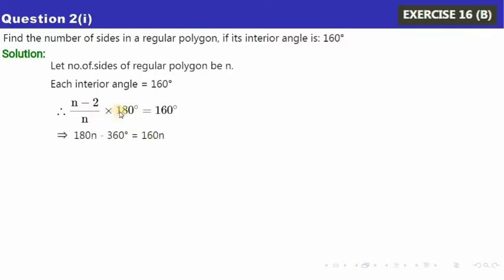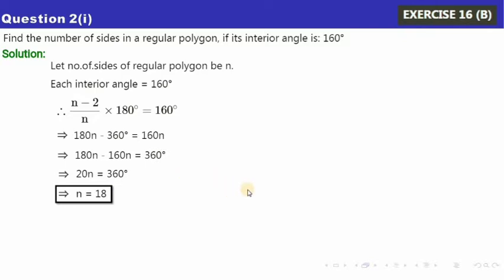So let's multiply first. 180 into n is 180n, minus 2 into 180 is 360, and n into 160 is 160n. Bring this out here and take this 360 over there. So 180 minus 160 gives you 20n is equal to 360. Bring this 20 to the denominator and you get your answer to be 18. So the number of sides of the regular polygon is 18. I hope this is clear to you. You may pause the video and note down your solution.